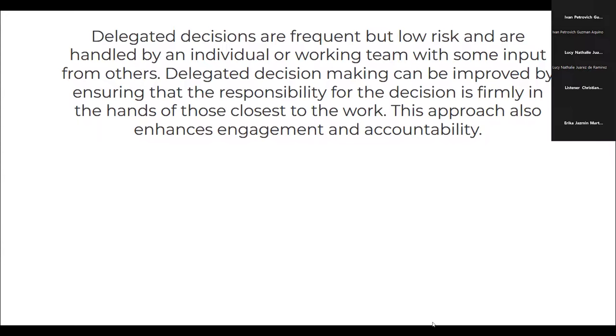It's not that common. Delegated decision-making can be improved by ensuring that the responsibility for the decision is firmly in the hands of those closest to the work. This approach also enhances engagement and accountability. What is enhances, anybody? Okay, it's like, how can I say? Like highlight. Enhances is like highlight, like encouraging, right? Something like that.